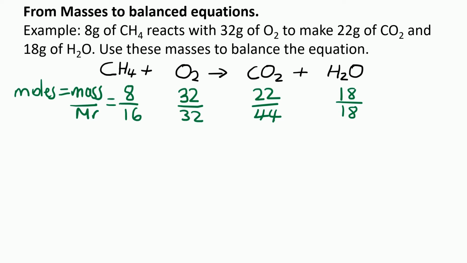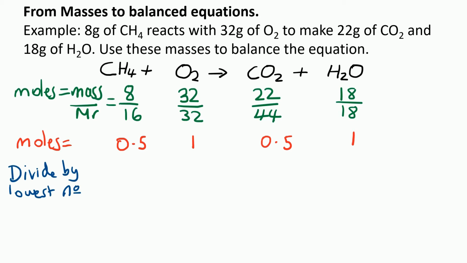When we work all of those out, we get the moles of CH4 is 0.5, the moles of O2 is 1, the moles of CO2 is 0.5 and the moles of H2O is 1. It's a good idea to set out the calculations like I have underneath each formula. Now at this point you might be able to spot the whole number ratio of each item in the equation. But if you can't spot a ratio from that, a good tip is to divide by the lowest number. So in the previous line we've got 0.5, 1, 0.5 and 1. So the lowest number is 0.5.